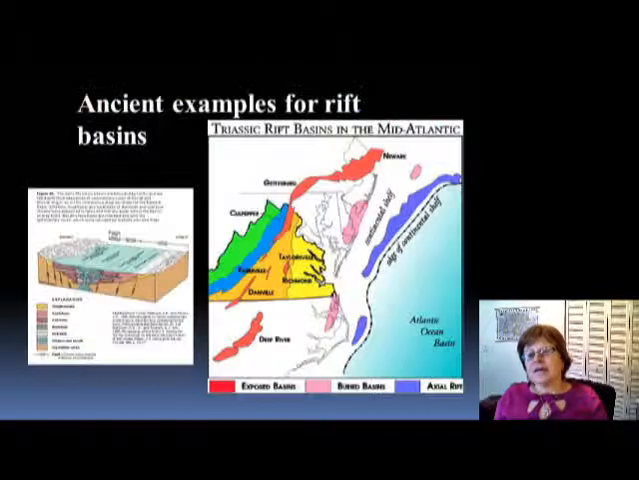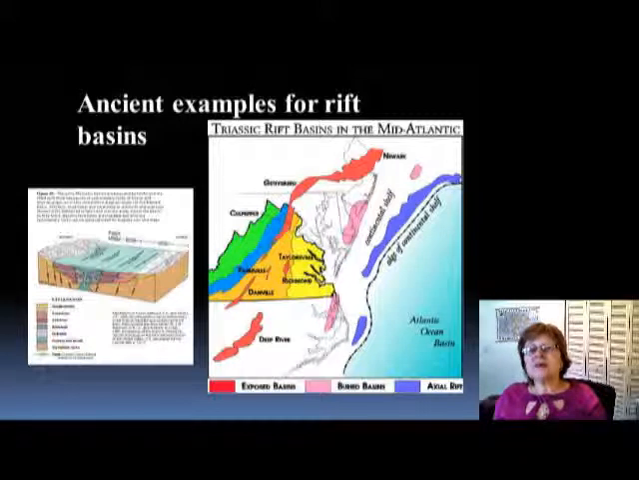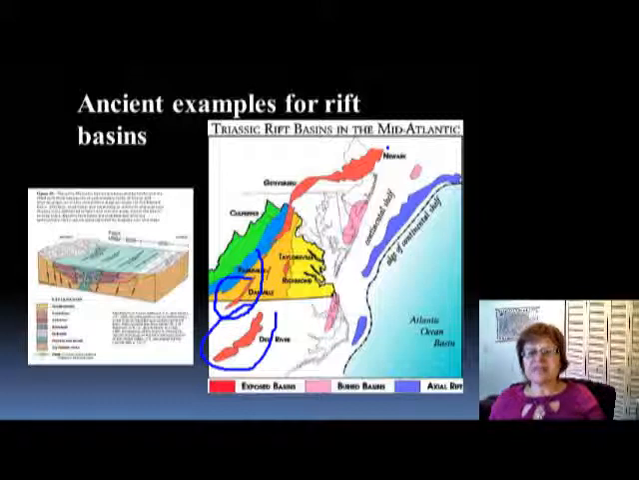Some ancient examples for rifting. It's right here in the eastern United States. That's where the Atlantic Ocean started to open up, and we have all these rift basins here. Of course, they are filled up with sediment completely, and now you wouldn't be able to pinpoint it. Of course, if you know the sediments of a rift basin, you could possibly. But we do have all these covered rift basins, seismic profiles, boreholes.